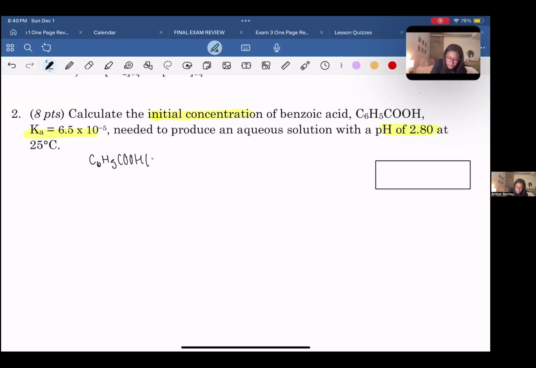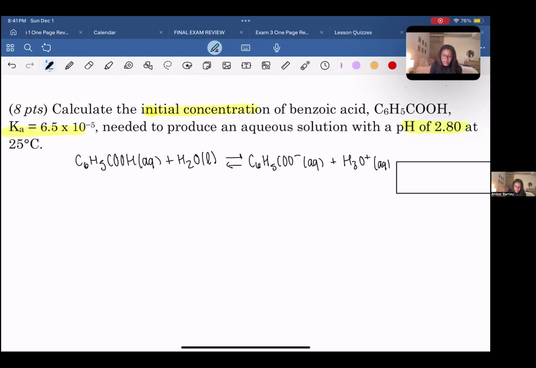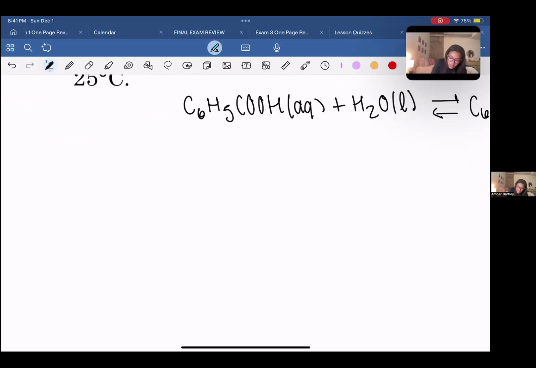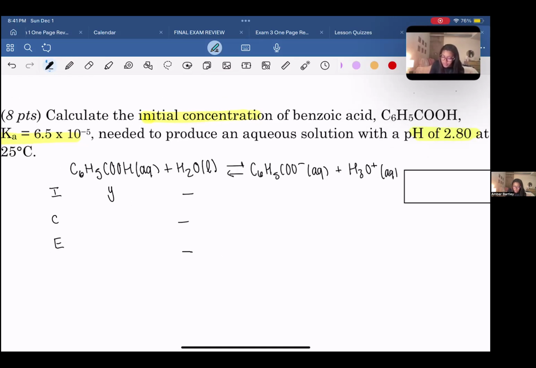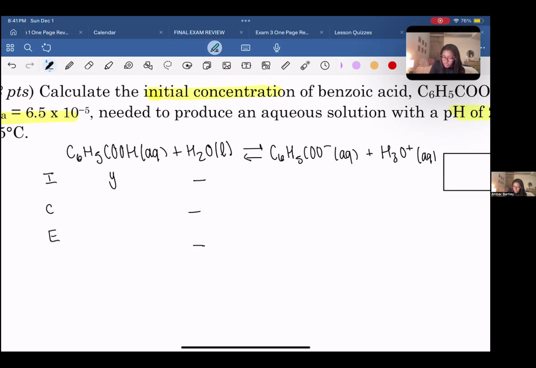It's important to include states because knowing those states will help us when writing our equilibrium expression. So this is the balanced equation. And from this balanced equation, we can set up our ICE table. The initial concentration of that acid is what we're trying to find. So I'm going to label that as Y. We know that water is a liquid, so it won't be included in our Ka expression. So we can disregard it here.